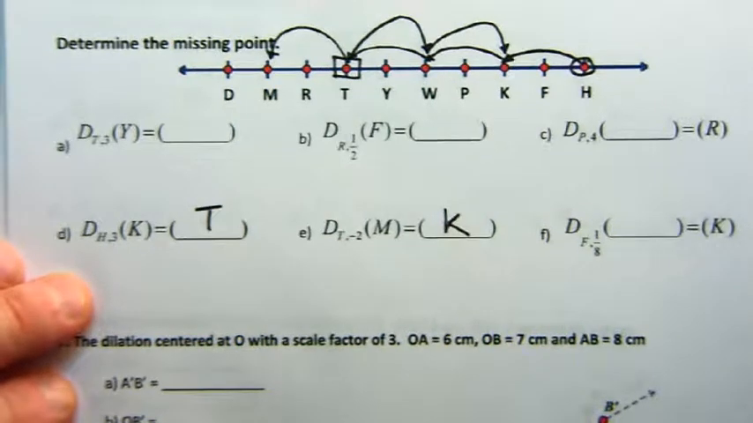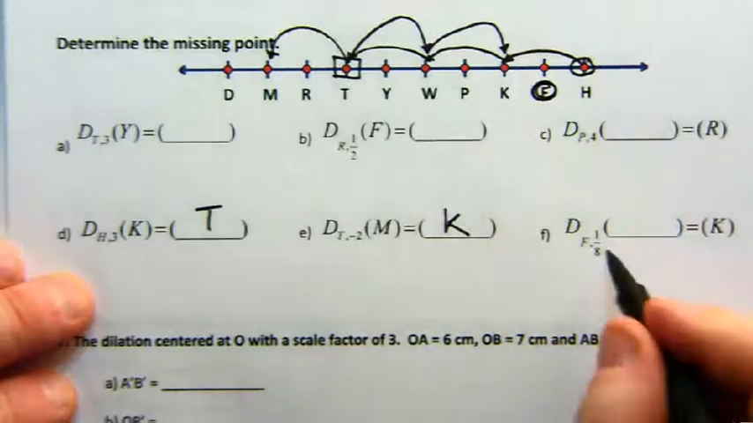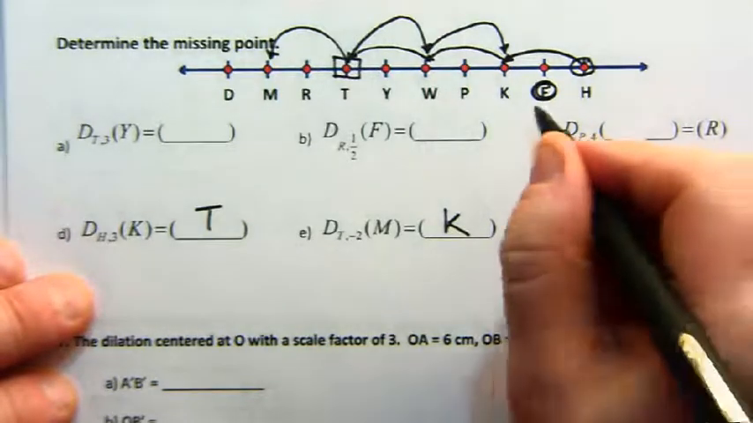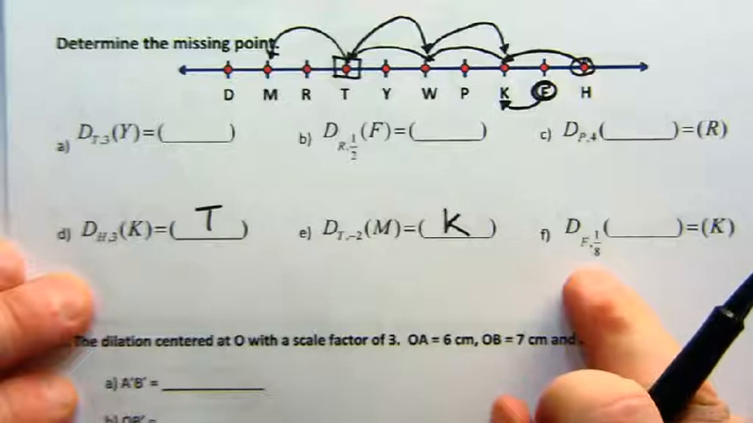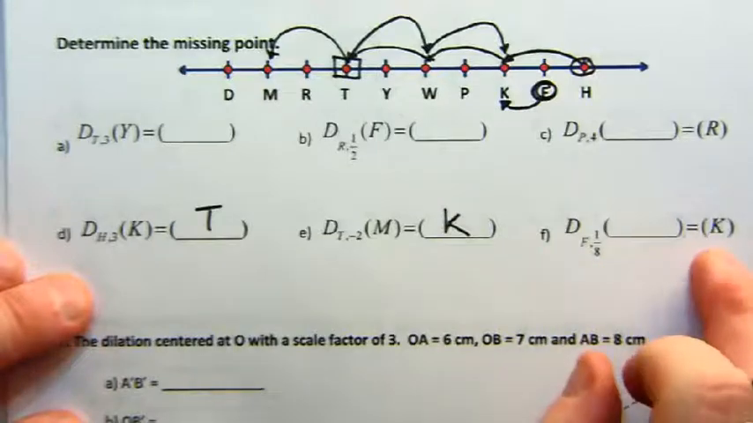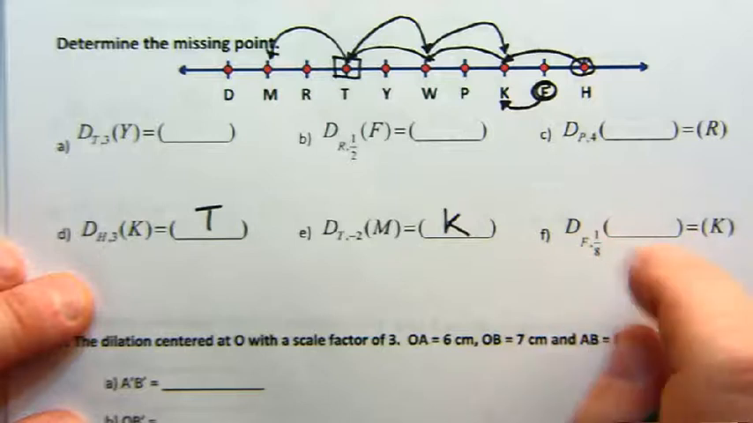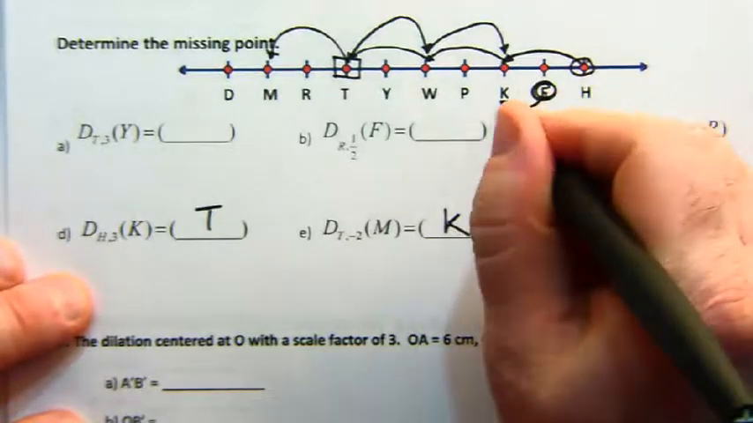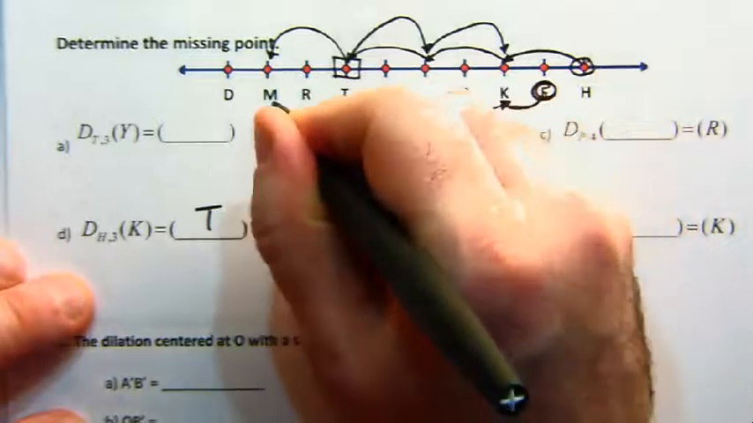Finally, we're going to dilate from point F. Here we are at point F. And where is K? K is right here. We're going to dilate, oh, we landed at K. So we got to dilate something 1/8 the size and land at K. So I bet you we got to go 8 times. 1, 2, 3, 4, 5, 6, 7, 8.